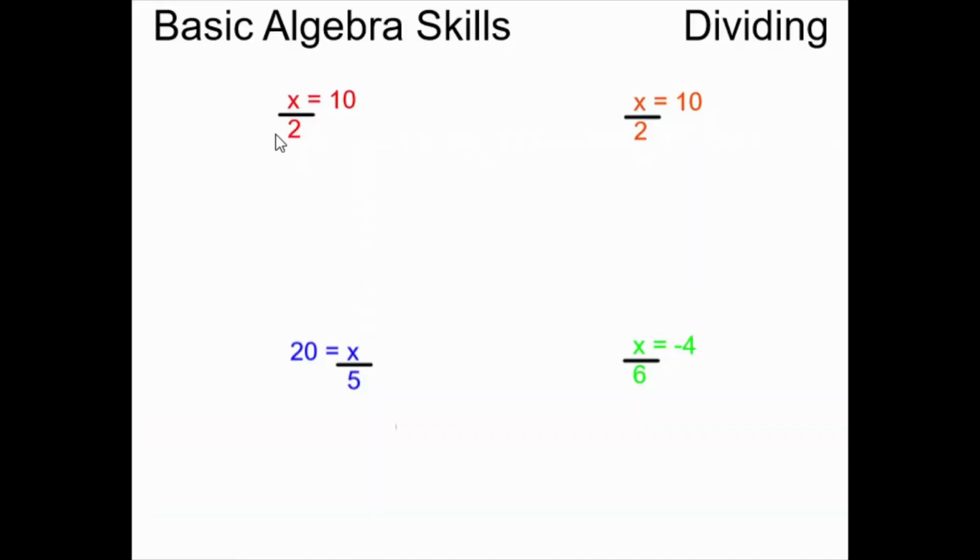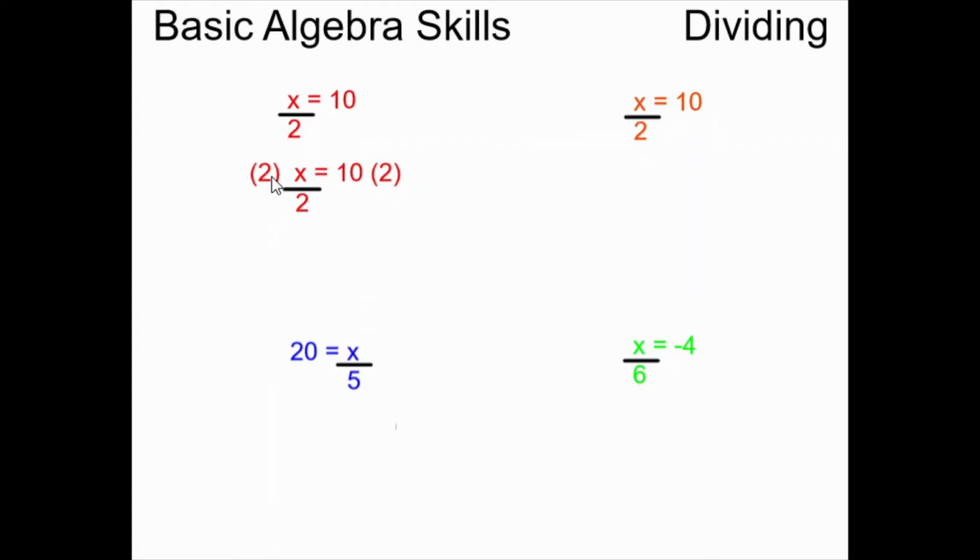In our top left example, our unknown, our x, is being divided by a 2. I want the x to be alone, isolated on one side of the equals. It's not alone. It has that 2, and it's being divided by it. So the way to get rid of that 2 is to do the opposite of division, which is multiplication. I will multiply both sides of my equation by 2.